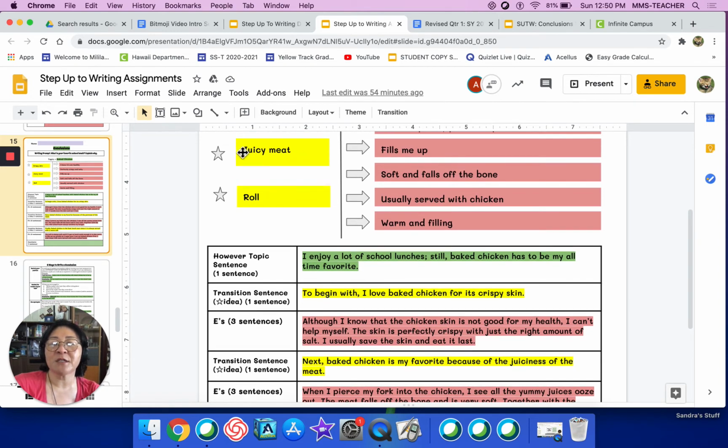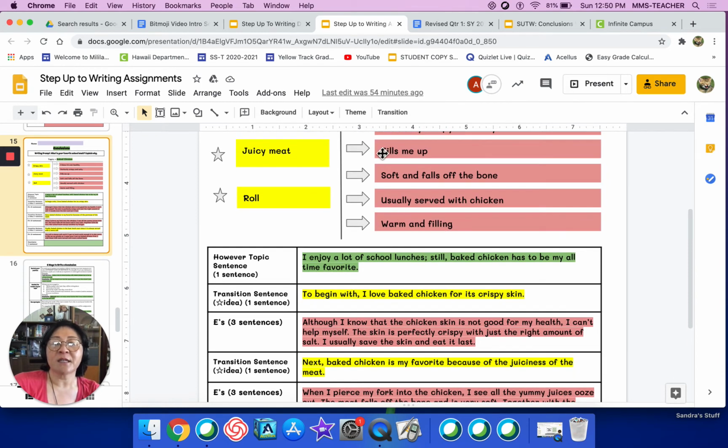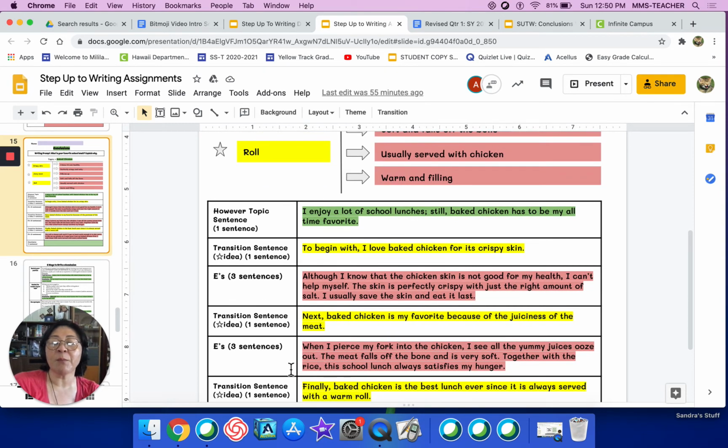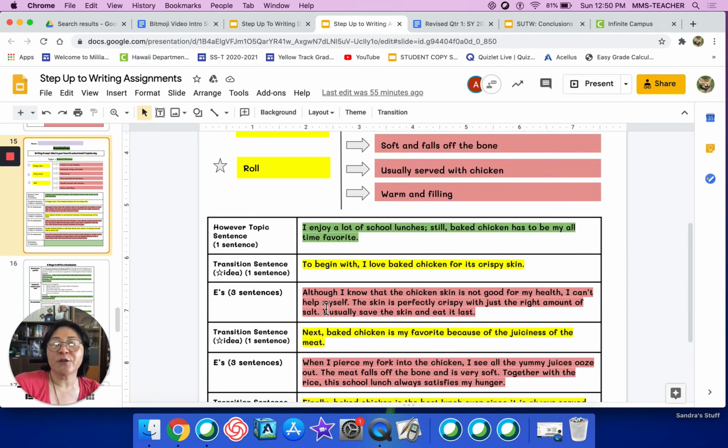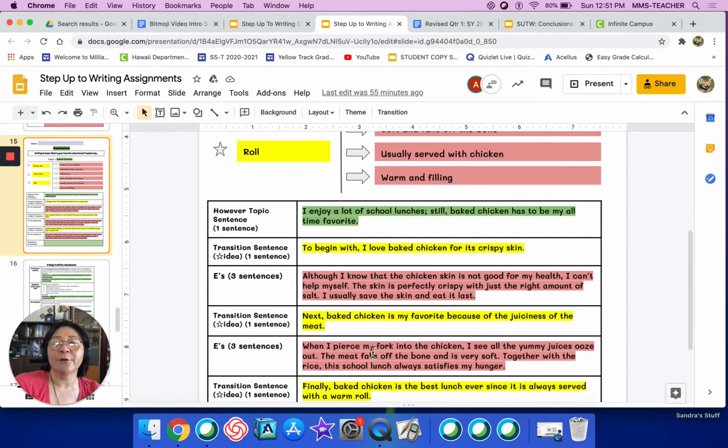And if we go back up to the T-chart here, the second star idea is juicy meat. And the E's that support the second star idea should be this idea that it fills me up and it is soft and falls off the bone. So let's see what this person came up with. When I pierce my fork into the chicken, I see all the yummy juices ooze out. The meat falls off the bone and is very soft. Together with the rice, this school lunch always satisfies my hunger. Okay, so they turn these 2 E's into 3 sentences here.